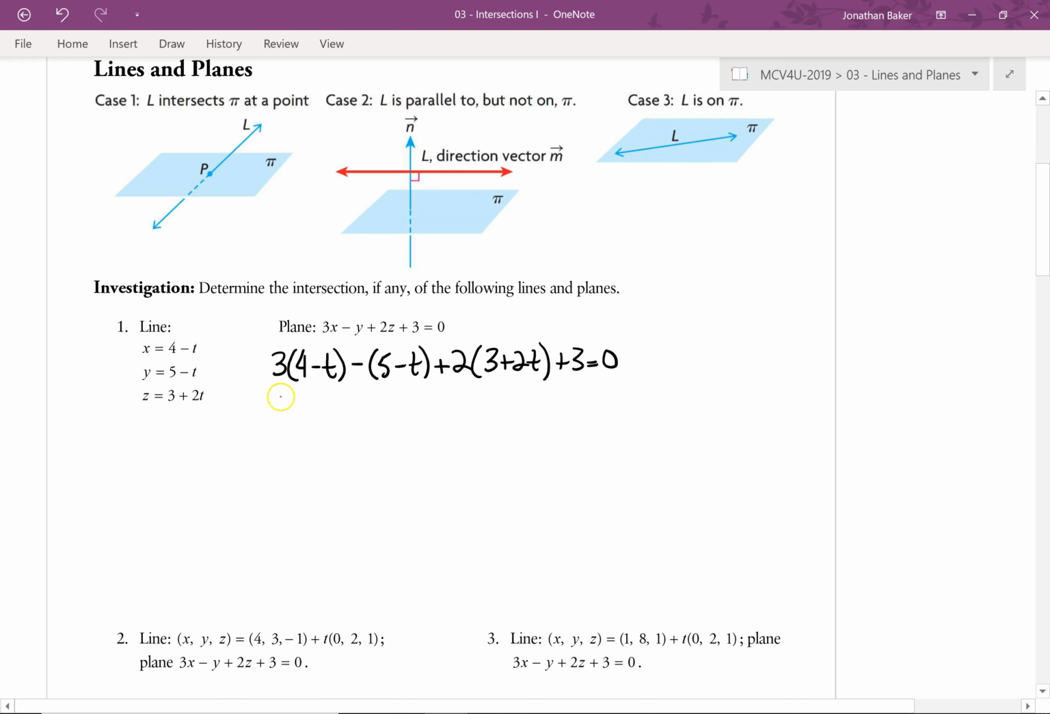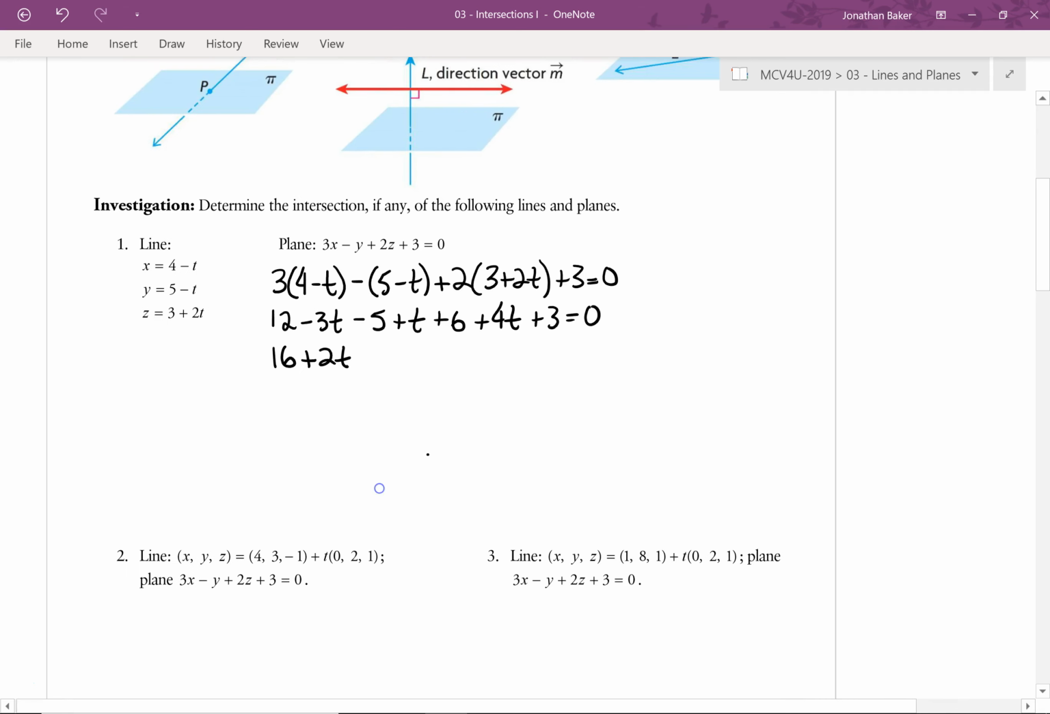So of course we're going to get 3 times 4, which is 12, minus 3t. Go ahead and expand this all out. Minus 5 plus t plus 6 plus 4t and plus 3 equals 0. Next we can collect like terms. Once we do this, we end up with 16 for our constant and 2t for the linear term, and this is equal to 0. And so 2t equals minus 16, and t equals negative 8.